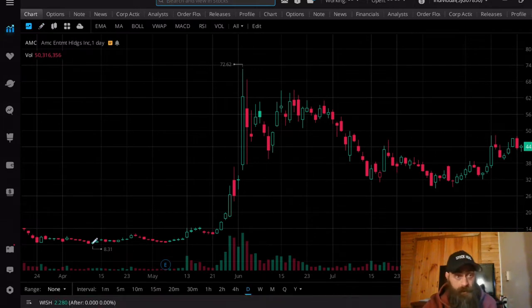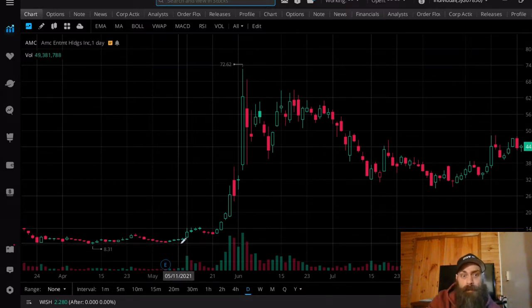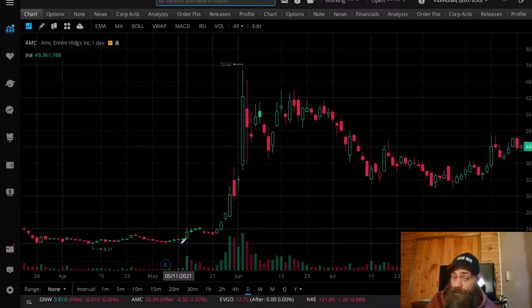So what is support and resistance? We're going to use AMC's chart as an example, but your support is going to be an area in that stock's price. And when I say area, it's not going to be an exact number. It could be within a dollar, but it's going to be an area in that price where it does not want to go any lower. It will bounce off of this price multiple times.